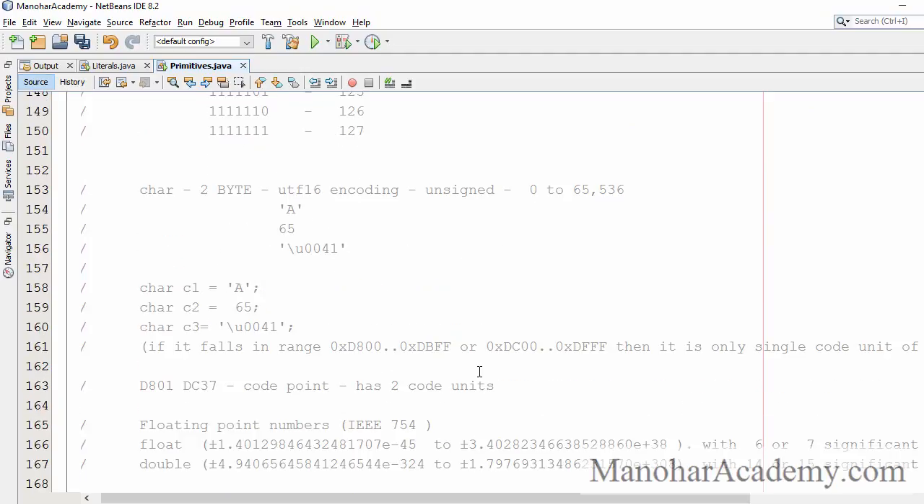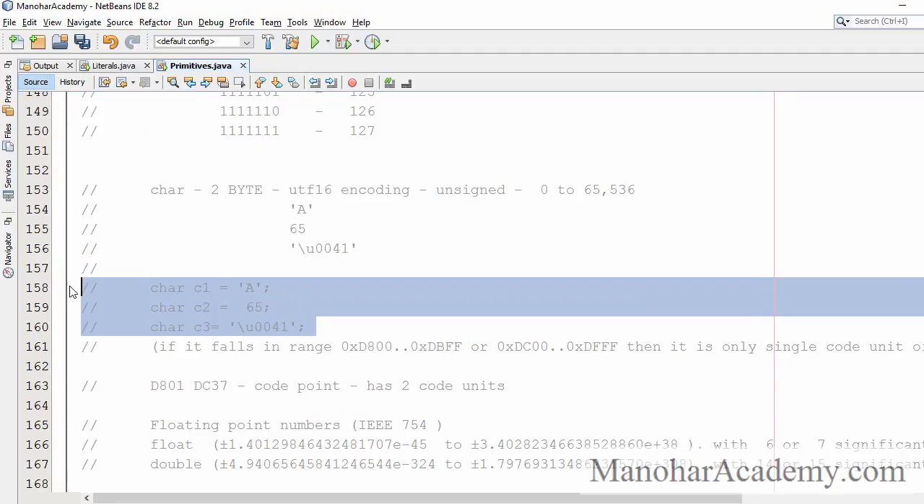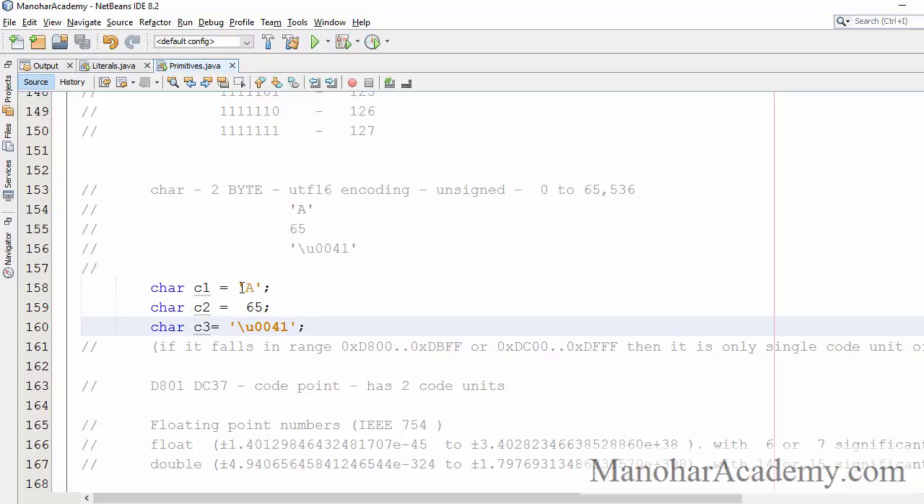Lot of scrolling. Okay, characters. So this is what we have seen in the previous lesson, right? Characters can be included in single quote and can be assigned to variables of char type. But here the thing we need to understand is that char has 2 bytes.